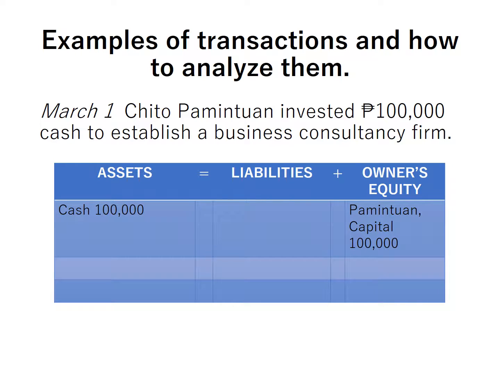Our first transaction, on March 1, Chito Pamintuan invested 100,000 pesos cash to establish a business consultancy firm. Cash increased by 100,000 and Pamintuan capital increased by 100,000 pesos as well. As I've mentioned, we are no longer going to relate Pamintuan capital to owner's equity. When we journalize, we are not going to use the terms increase or decrease. Instead, we are going to use debit or credit. So let us journalize this transaction.